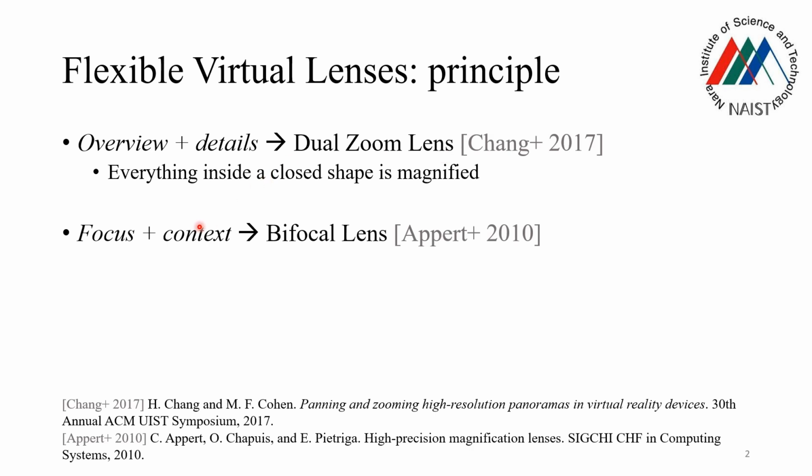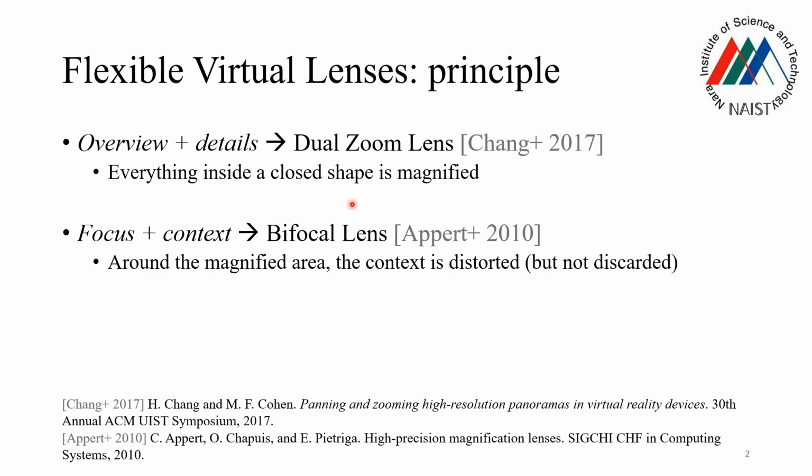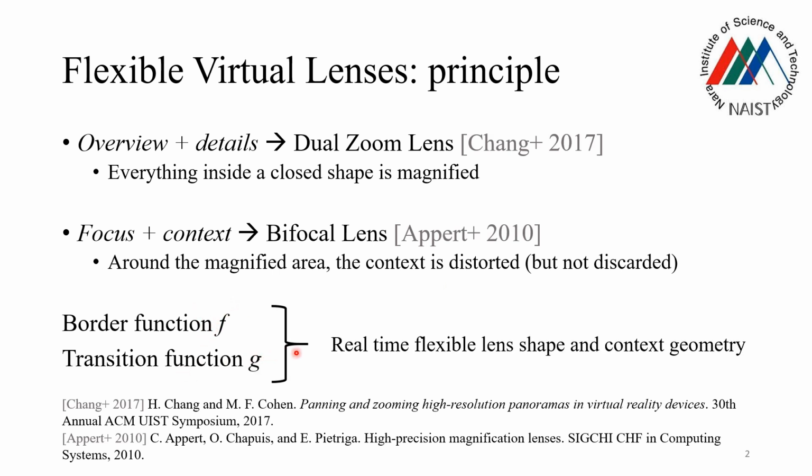We are also the legacy of focus and context, which we name bifocal lenses. So around the magnified area, the context is distorted, it is not discarded, unlike the dual zoom case. Thanks to a border function f and a transition function g, we can change in real time the shape of the lens and the geometry of the context.